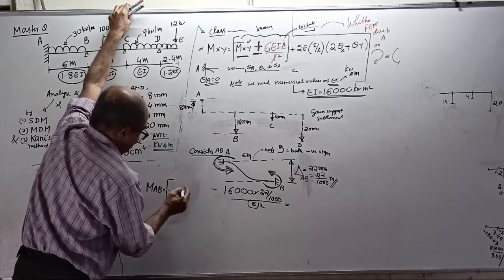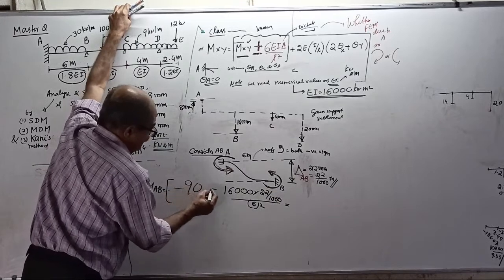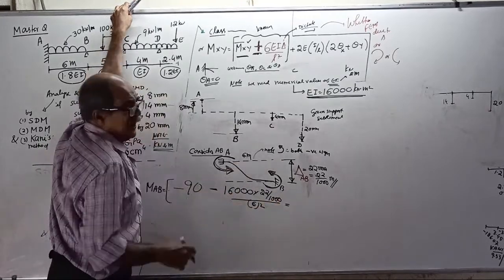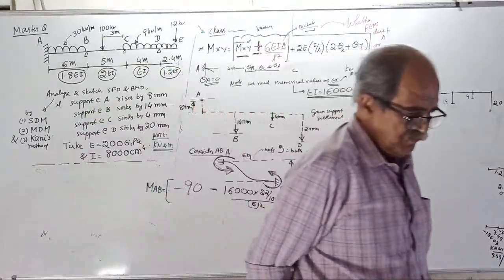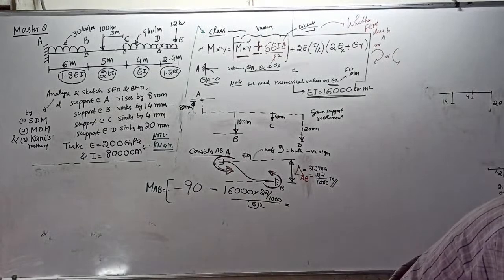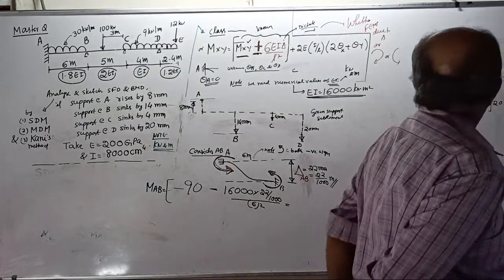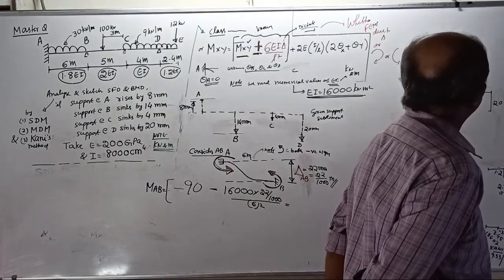Minus 3. Minus 90. Then minus. Tell this answer fast. Tell that answer fast. Don't waste time now. That answer fast.